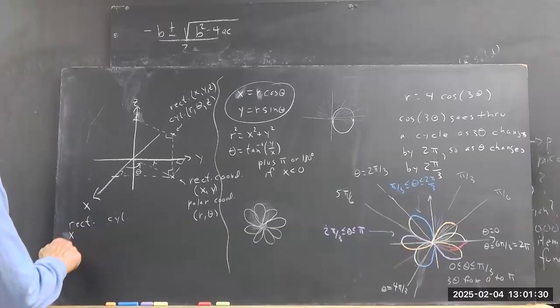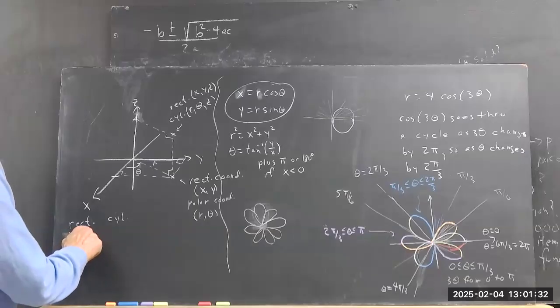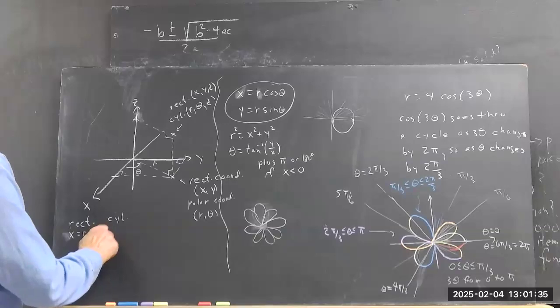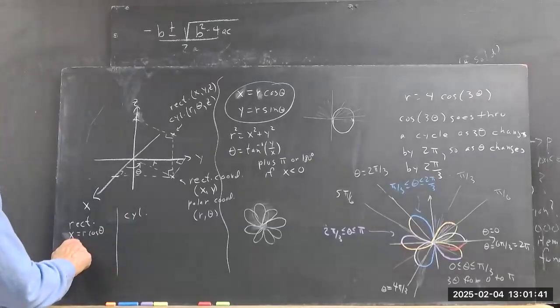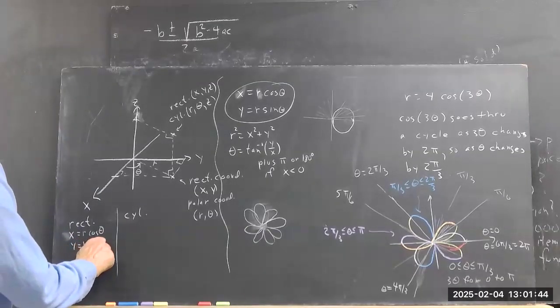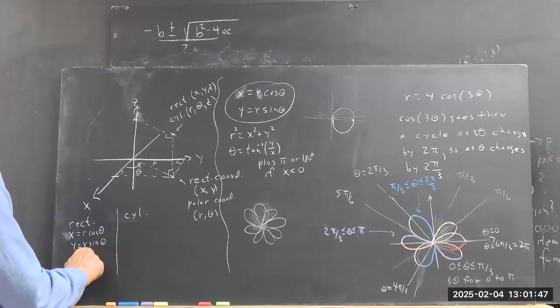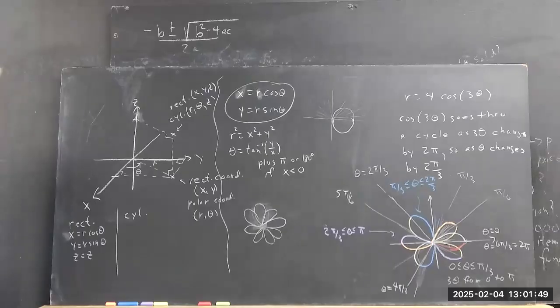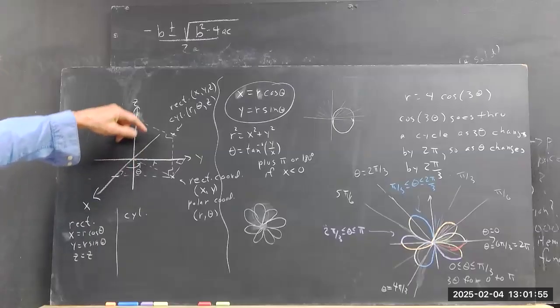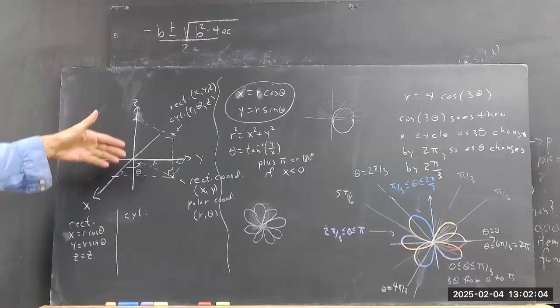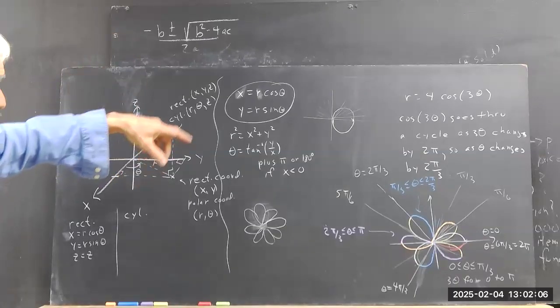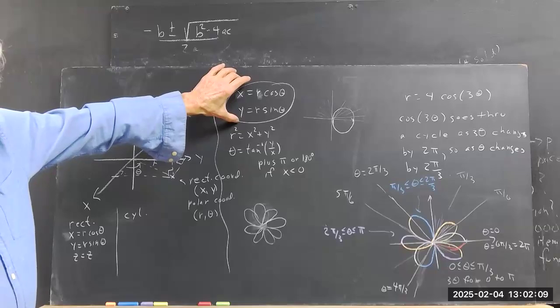So you have x, which is r cosine theta. So you have y, which is r sine theta, and you have z, which is z. There's x, y, and z in coordinates r, theta, and z. Z is just z, and x and y are just what you get if you apply the same transformation rules you would for polar coordinates. Okay.